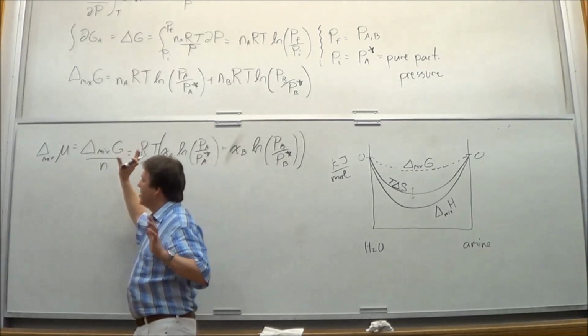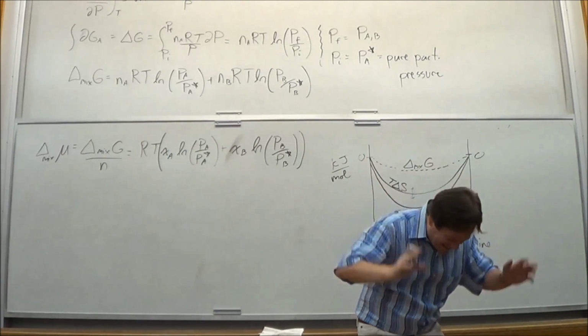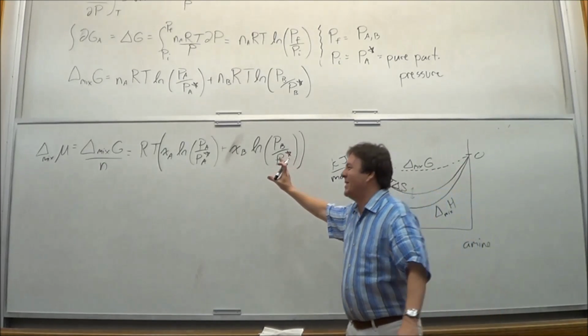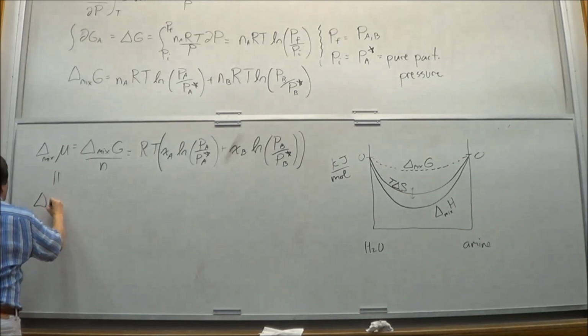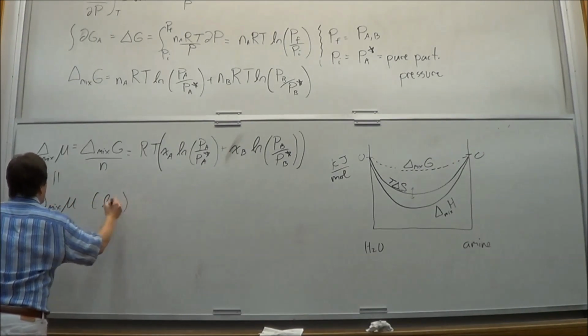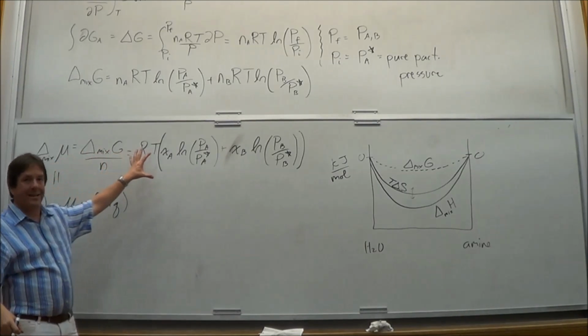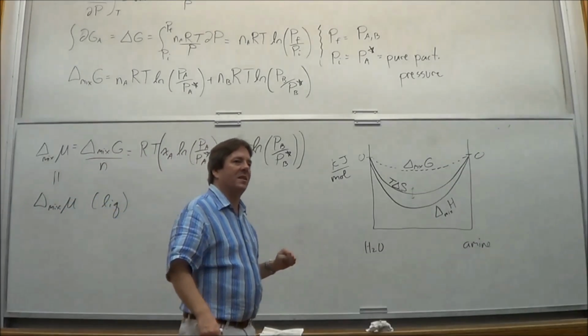Okay, so the change in the chemical potential of the vapor is the same as the change in the chemical potential of the liquid. So remember, this is the vapor. It's the vapor because that's how I derived it. I didn't put it there. But it's the same as the change in the chemical potential of the liquid.